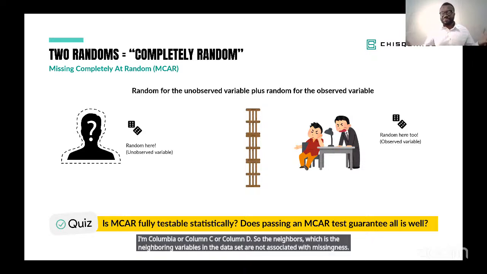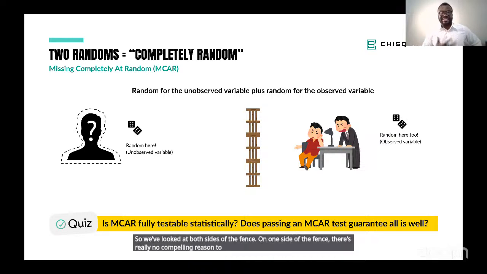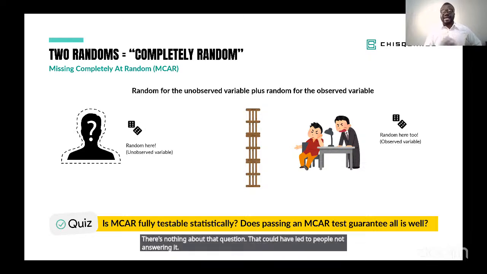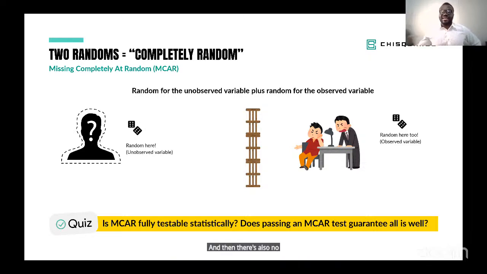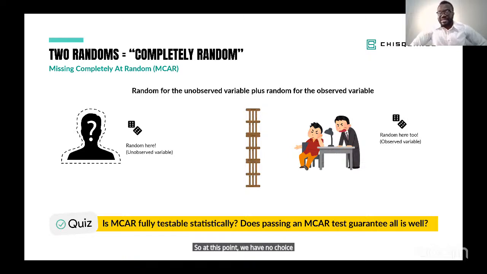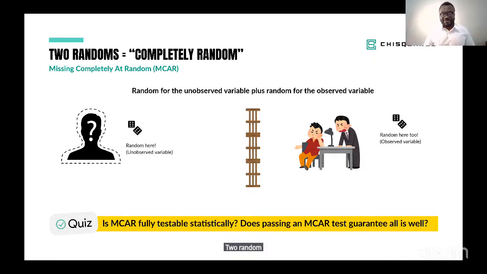So we've looked at both sides of the fence. On the one side, there's really no compelling reason to say that this guy had a hand in his disappearance. In other words, there's nothing about that question that could have led to people not answering it. And then there's also no association between the other variables in the data set and missingness for that variable. So at this point, we have no choice but to conclude that missingness is completely at random, because we have two randoms, random on one side of the fence and random on the other side of the fence. Two randoms means completely random.